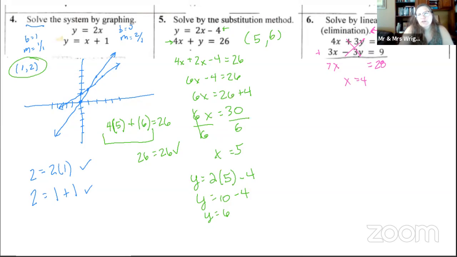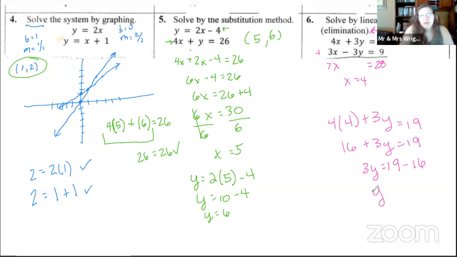So I've got the first part of my ordered pair. Now I need to find the y. How do I do that? I substitute x into one of these equations, and let's see which one I want to use. I don't see that one is going to be easier than the other, so I'm just going to use the top one. 4 times 4 plus 3y equals 19. 4 times 4 is 16, plus 3y equals 19. 3y equals 19 minus 16. 3y equals 3. Divide by 3, y equals 1.